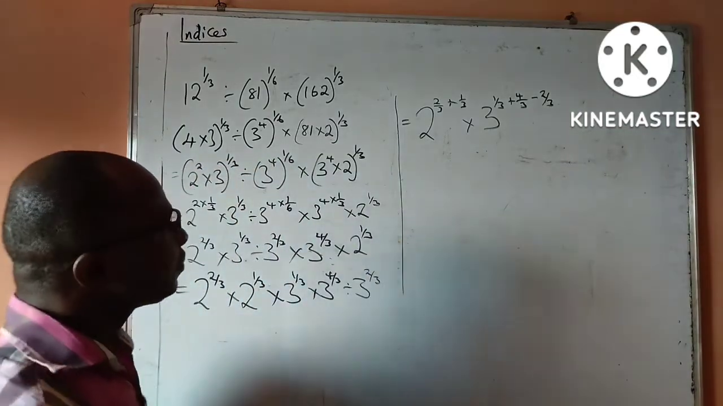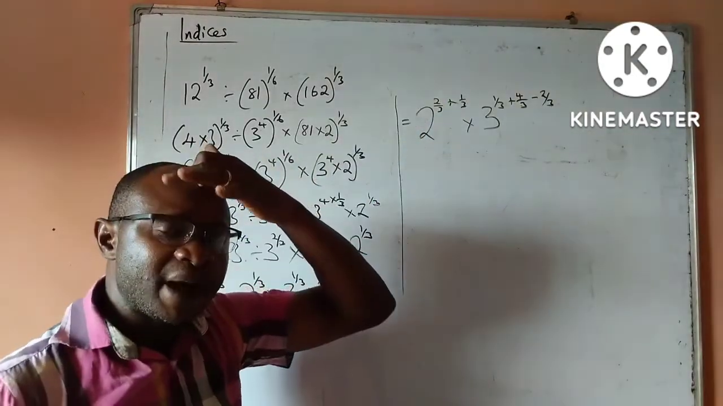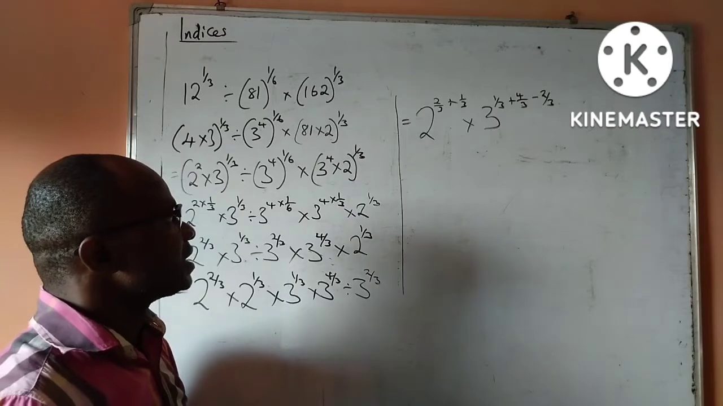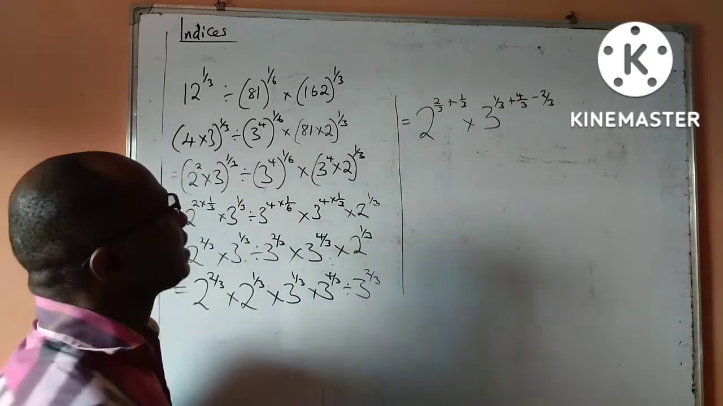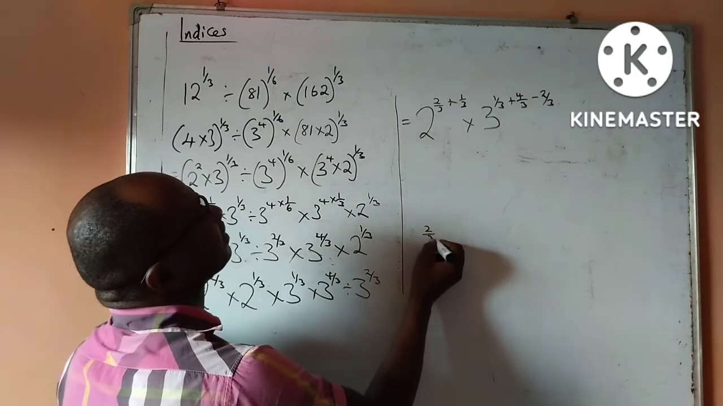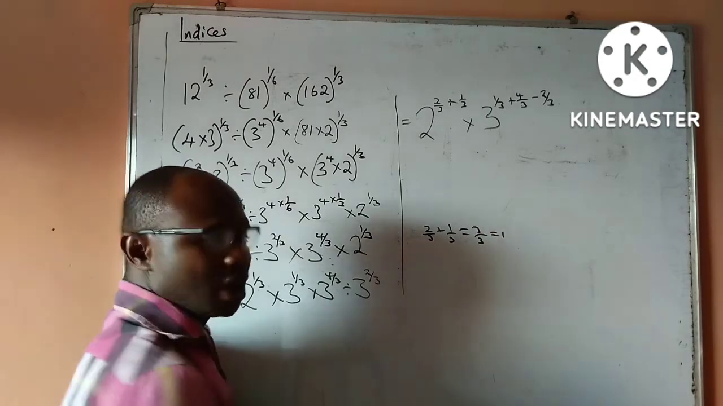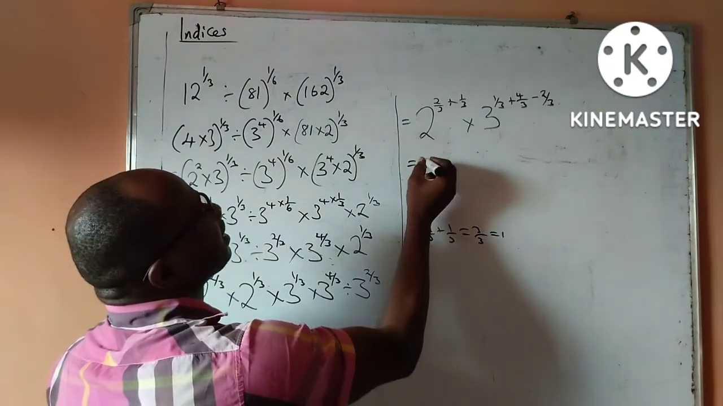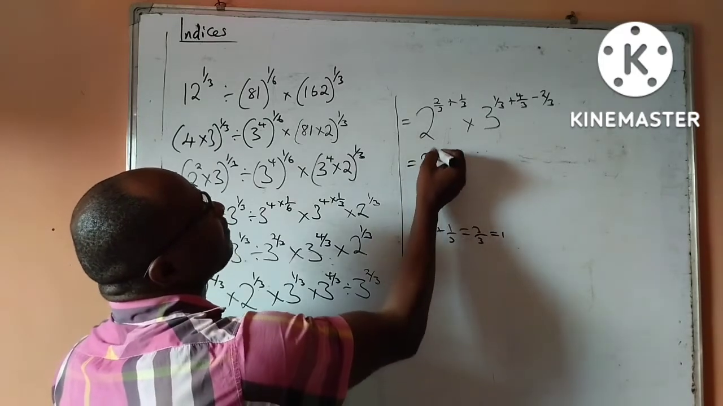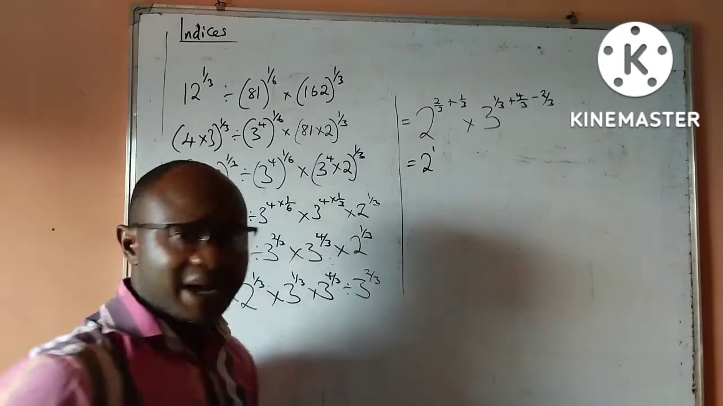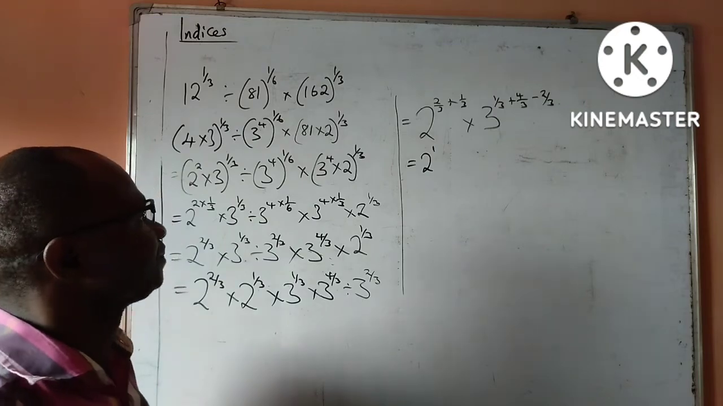Beautiful. Let me now work on the powers to get a simple fraction. That means I have 2 over 3 plus 1 over 3, which is 3 over 3, equal to 1. Meaning that the 2 will now have power 1. The math is very beautiful.